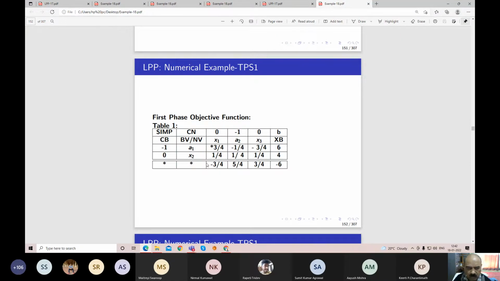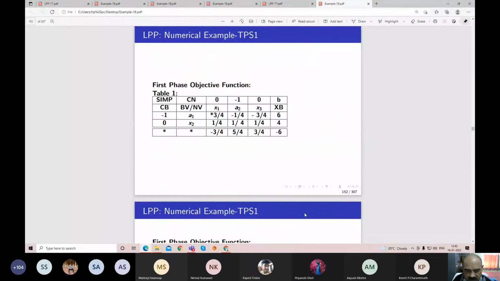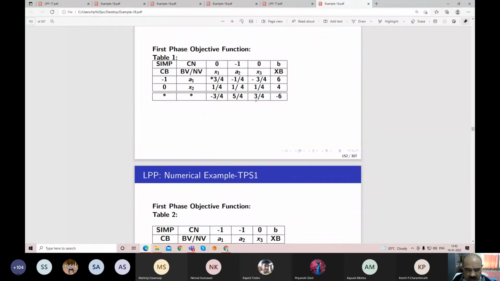Here, I think there is a minus sign, isn't it? Yes, sir. It is minus 3 by 4 in the last row. Minus 8 plus 5, this is actually minus 3 by 4. Okay, minus 3 by 4, I will just change it. But you see, there is a negative sign here, and the third one is also negative. With respect to these negative signs, we conclude that this table is not optimal. We need one iteration.